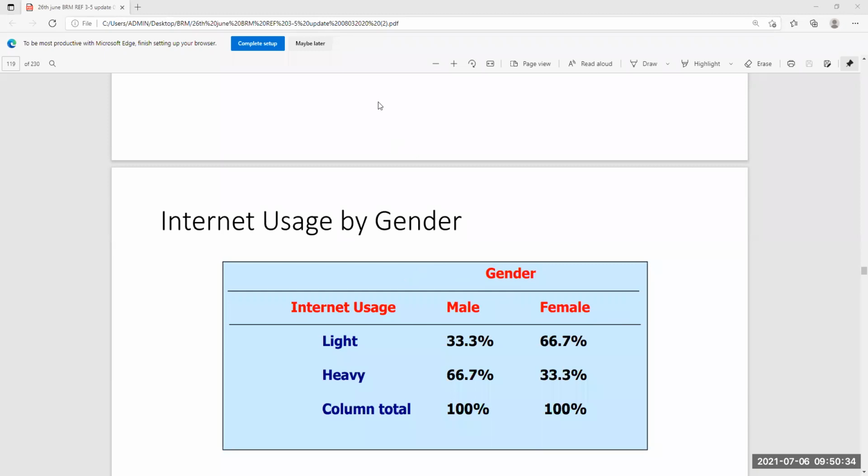Now, what type of analysis is this? Can you please tell me, dear students, is it a univariate or a bivariate analysis? Univariate would mean one variable at a time. Bivariate is two variables at a time. So here, what are the variables? Gender is a variable, internet usage is a variable. So two variables are taken.